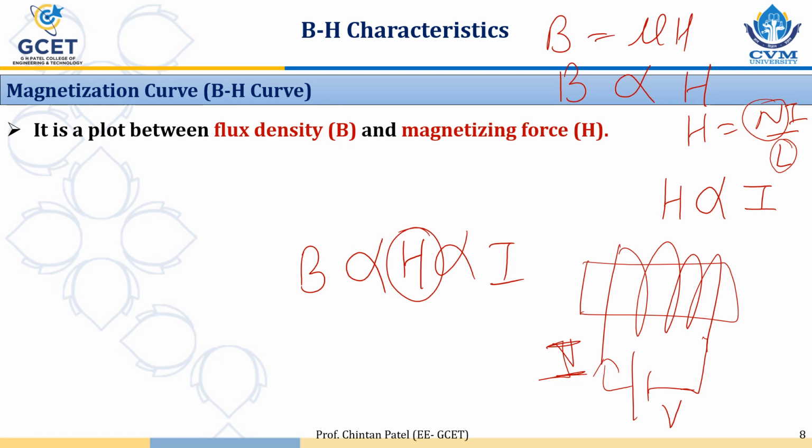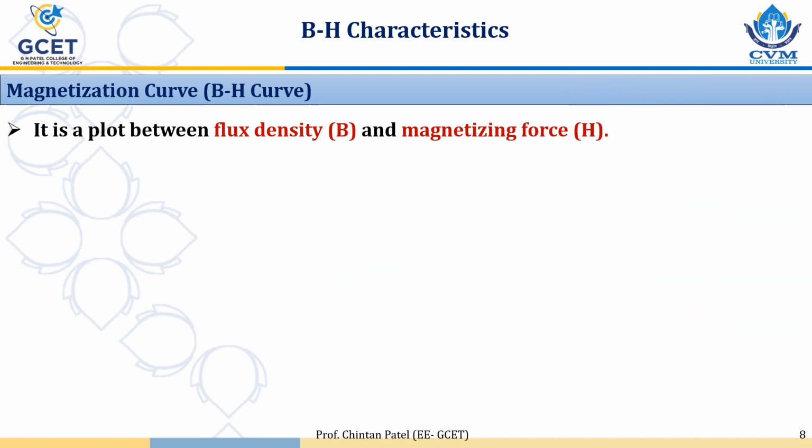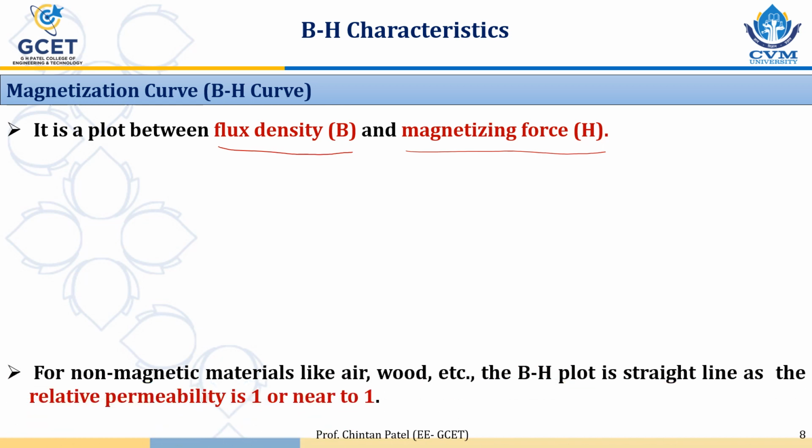So what is the hierarchy? First, there is a current in the circuit. Current will set up magnetizing force, and magnetizing force will set up magnetic flux, and from magnetic flux we can calculate magnetic flux density. So what is BH curve? BH curve is a graph, a plot between flux density B and magnetizing force H. It is a plot of B versus H.